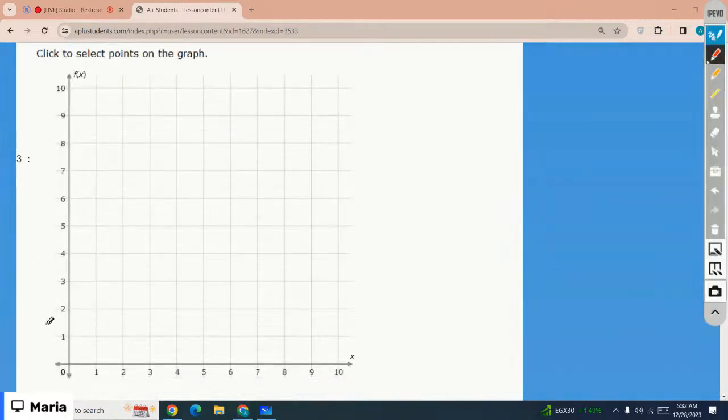Okay, here is 0, 0. X is 0, y is 0. X is 1, y is 3. X is 2, y is 6. X is 3, y is 9. So just join these points and make a straight line like this. Here is a straight line you can make.